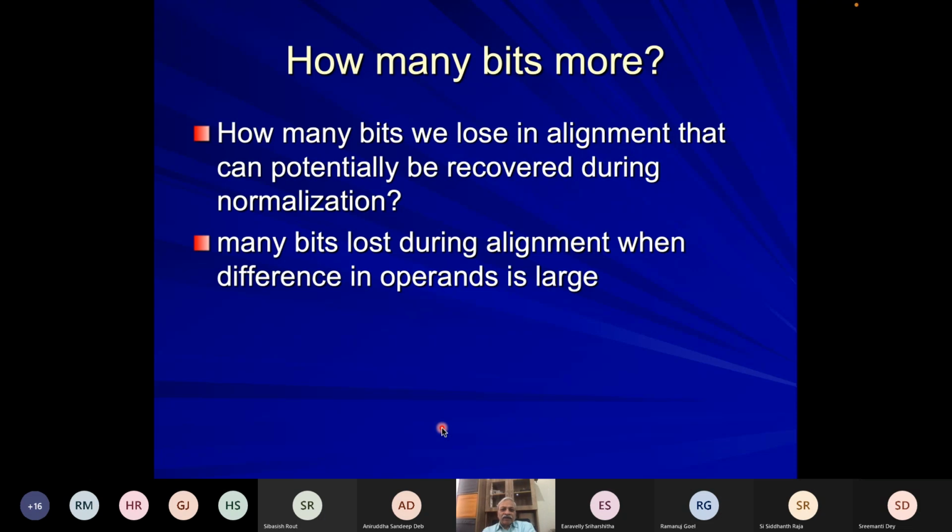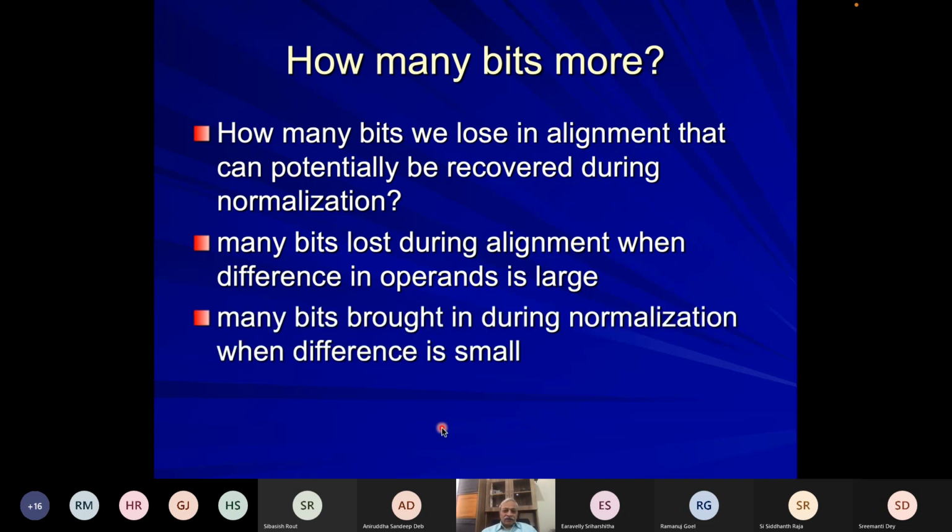I'll just give a qualitative argument here. Many bits are lost during alignment when the difference in operands is large. So if two exponents differ by, let's say, 5, then you are shifting the mantissa by 5 positions. So if the difference is large, you can see that more bits are getting out of range. On the other hand, the bits which might have been thrown but you retain in your intermediate computation, they get brought back in the normalization process when you're shifting left.